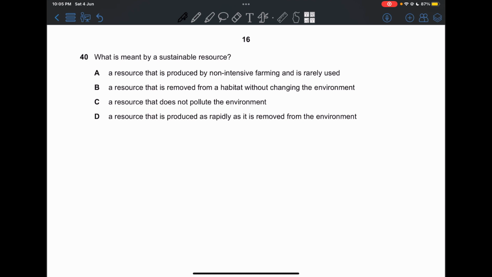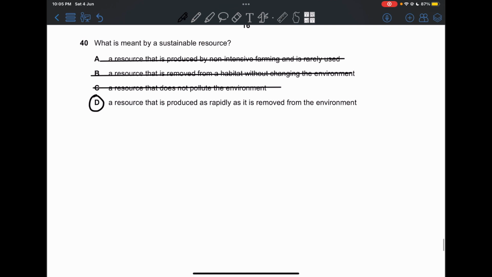40. What is meant by a sustainable resource? A resource that is produced by non-intensive farming. No, this is incorrect. So we're going to be looking for the definition of sustainable resource. A resource that is removed from a habitat without changing the environment. Now, this is not the definition, so it's not going to be the answer. A resource that does not pollute the environment. This is not the definition. Now D, a resource that is produced as rapidly as it's removed from the environment. Now this is actually the definition of a sustainable resource. So that is the answer D.